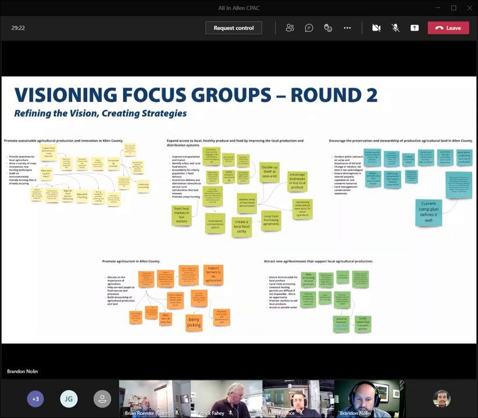We then had conversations about each goal again and talked about potential strategies and nuances to those goals. And that was used to do a final touch up of the vision and goals that you'll see today.